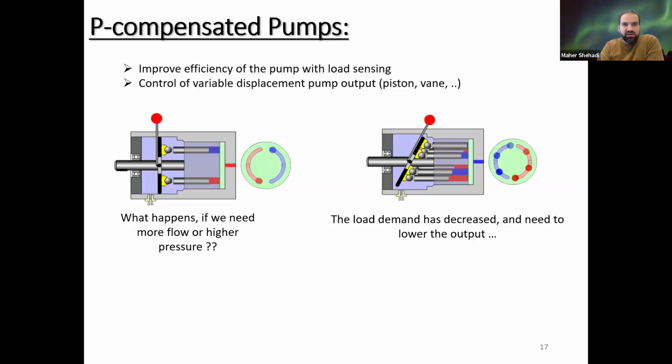And that's actually right here. So P-compensated pumps are used to improve the efficiency of the pump with a change in the load by sensing that load and sending a signal to the pump so that it can adjust the output. And that's the second part of that video.